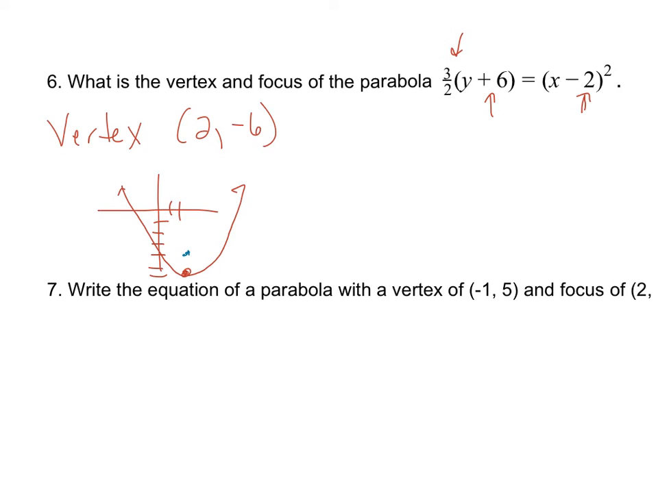So this number 3/2, this is actually 4a. So we have 4a equals 3/2. So we have to figure out 4 times what equals 3/2. Kind of a tricky one, but we can simply divide both sides by 4. If you take 3/2 and divide it by 4, you will get 3/8. You can use a calculator, you could flip and multiply, whatever you want to do. 3/8, which is 0.375. So our distance from our vertex to our focus is this number.